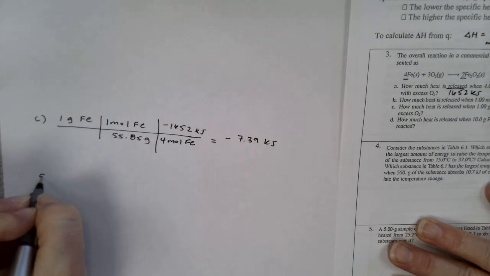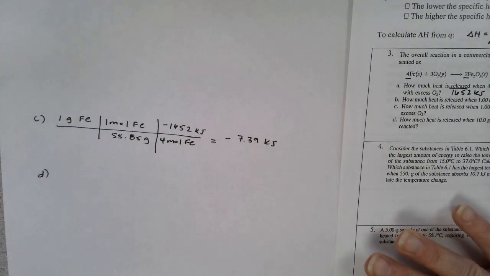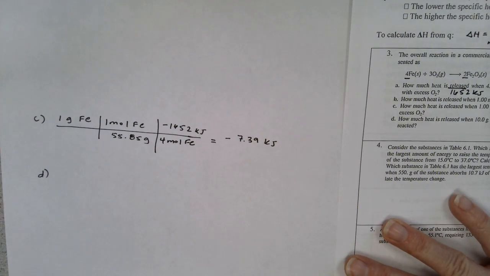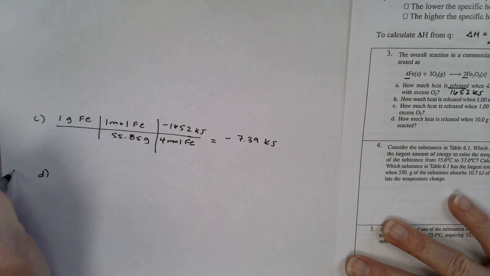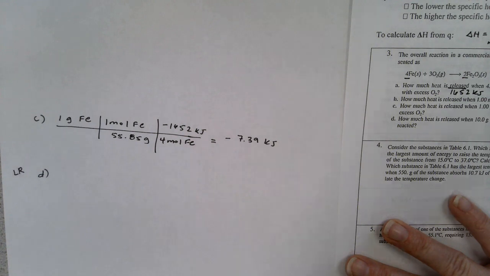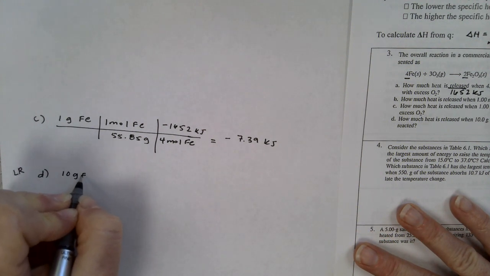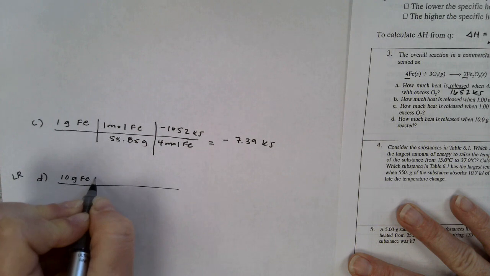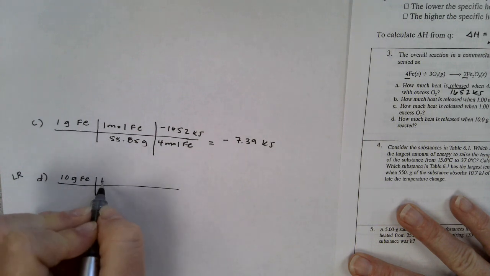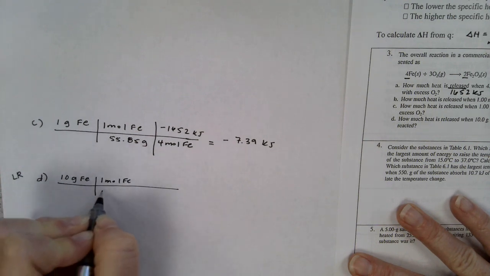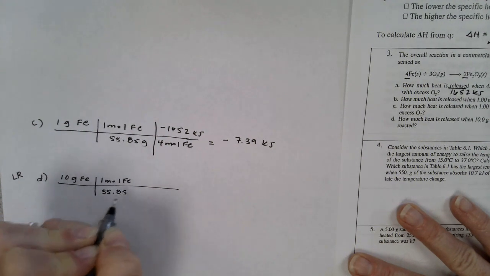Same issue as far as space goes for D, so I'm going to put it here. D: how much heat is released when 10 grams of Fe and 2 grams of O2 are reacted? This is like a limiting reactant problem, because it's going to be whichever one gives us the lower value, so we've got to compare. Let's first start with our 10 grams of Fe. Again, we do not want to leave it in grams, so we're going to change to moles. 1 mole of Fe is 55.85 grams.